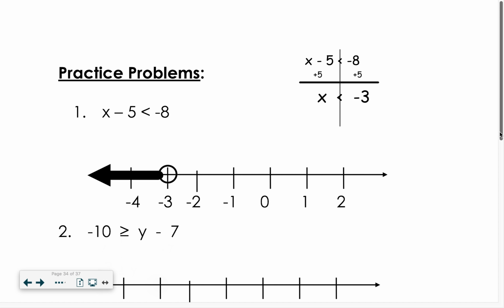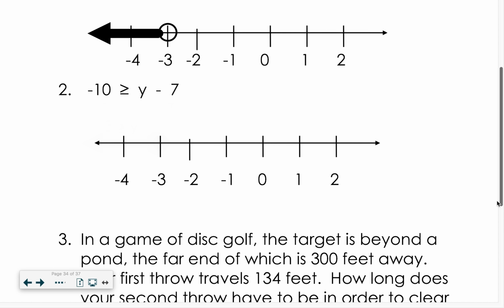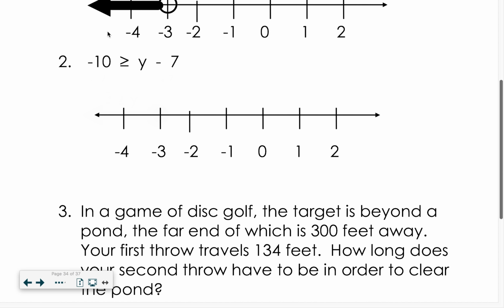Number 2. When I go to solve this one, you should very quickly say, Miss Schultz, I'm going to add 7 to both sides. Yes, you are going to add 7 to both sides. And you will get y on one side and you will get -3 on the other. And what we are going to end up doing is we will just end up dropping our symbol down because we're just adding or subtracting to both sides. So we just drop our symbol down.